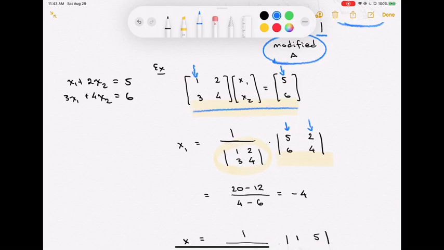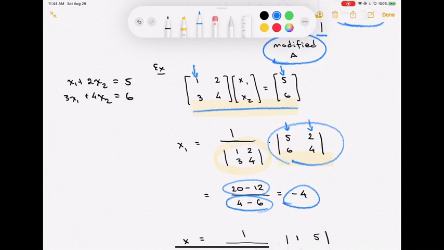So I need to carry out a couple of determinant operations in order to do this. For the numerator, the determinant of this is going to be 5 times 4 minus 2 times 6. So that's going to be 20 minus 12. That's going to be 8. The determinant in the denominator, that's the determinant of 1, 2, 3, 4. That determinant is going to be 1 times 4 minus 3 times 2. That's going to be 4 minus 6 or minus 2. So I have 8 over minus 2, that is minus 4. So x1 is equal to minus 4.